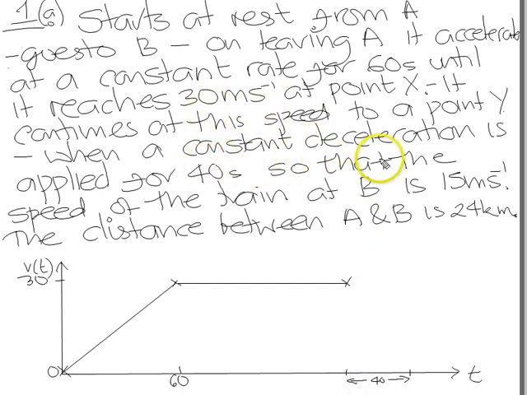And so what happens? The speed of the train at B, which is where it's going to finish its journey, is 15 meters per second. So let's put in 15 then. And it's going to finish its journey at 15 meters per second by decelerating for the last 40 seconds. So it's going to end up there, isn't it? So let's draw the straight line between those two coordinates on the velocity time graph. Okay. So I think that's it.